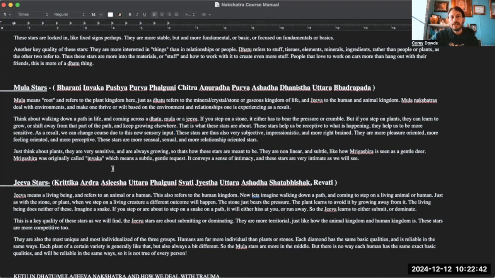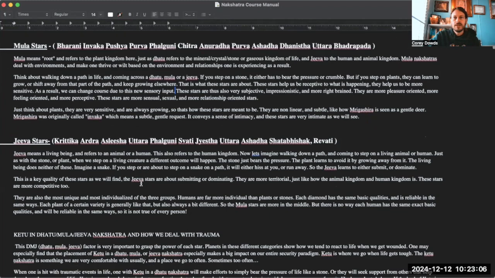So just think about plants. They're very sensitive and they're always growing, and that's how these stars are meant to be. And they're non-linear and more subtle, whereas the Dhatus are very linear. Like how Mrigashira is seen as a gentle deer, it's one of these stars. It was originally called Invaka, which means a subtle, gentle request. It conveys a sense of intimacy. So these are the most intimate stars.